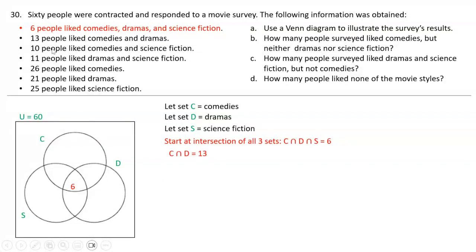Now we just go in order. Let's get the next one. 13 people like comedies and dramas. That's why we have C and D. This is comedies and dramas. So this area here is where C intersects D. So it has to be 13. But since there's already 6 there, this has to be 7. Now let's do 10 people like comedies and science fiction. This is comedies, this is science fiction. This area represents C intersects S. So we have 6, we need 4 more.